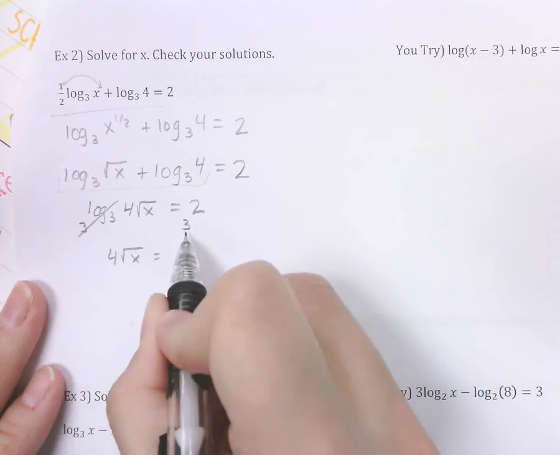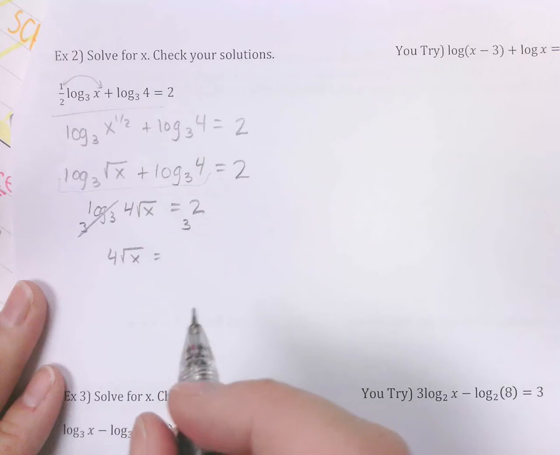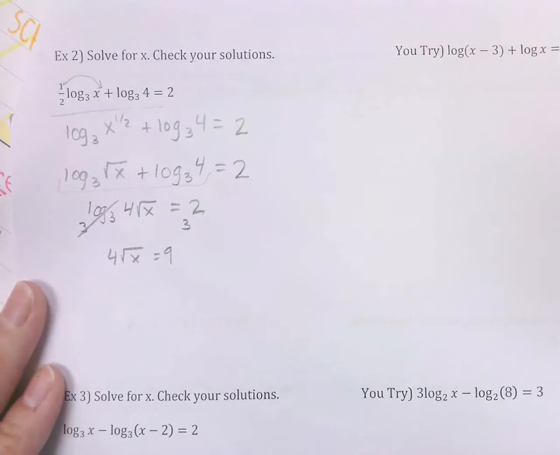But over here, we get 3 squared, which is what? 9. It is 9. 3 to the 2. 3 times 3. You're thinking 3 cubed.